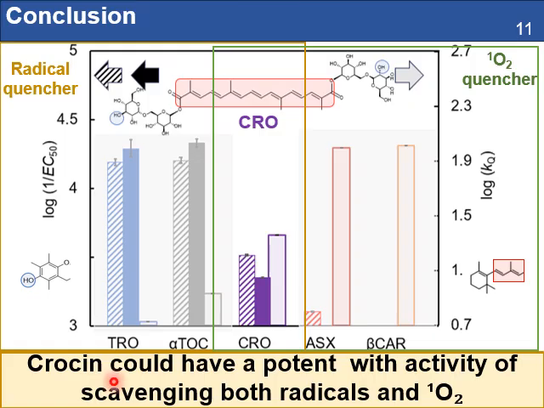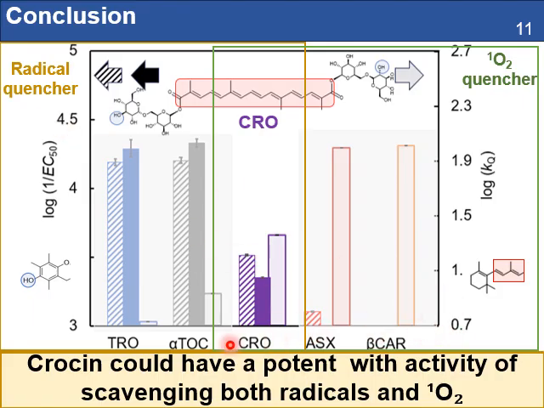In conclusion, the antioxidants used in this study can be broadly classified into three groups. The first group is the radical quencher type, and its activity is associated with the phenolic hydroxyl groups. This includes vitamin E. The second group is the singlet oxygen quencher type, and its activity is associated with the polyene chain. This group includes hydrophobic carotenoids.